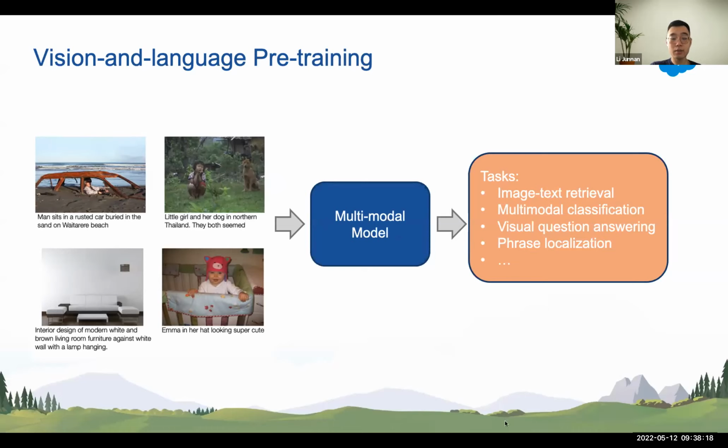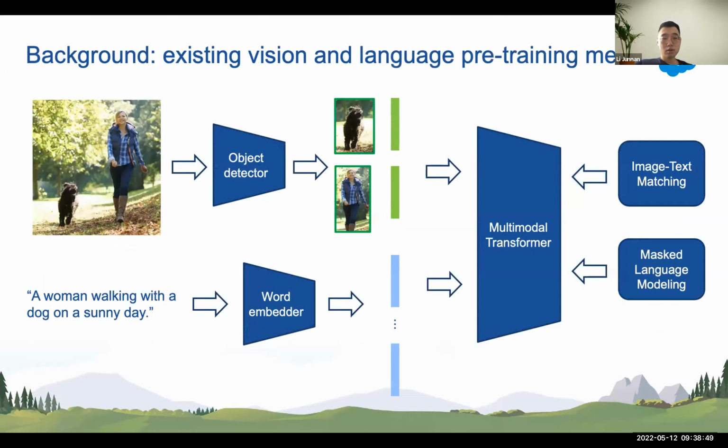Yeah, let me proceed with this vision language pre-training task. For this vision language pre-training, we have this multimodal data, and we can train this multimodal model that can understand both image and the text and perform different tasks such as retrieval, multimodal classification, visual question answering, or phrase localization, etc.